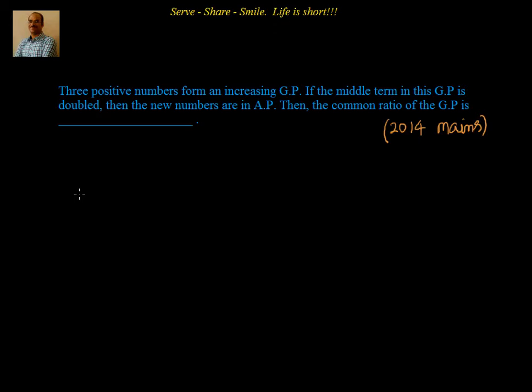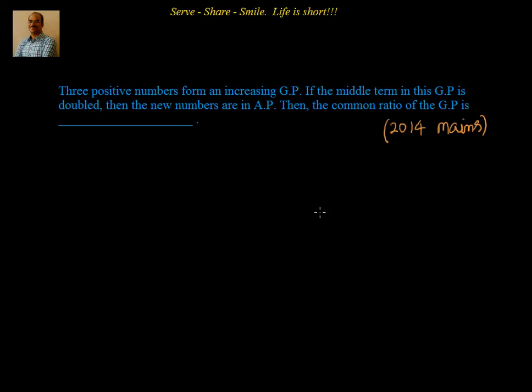Let's look at this interesting example as part of sequences and series. We have been given that three positive numbers form an increasing geometric progression. If the middle term in this GP is doubled, then the new numbers are in AP. Then what is the common ratio of the geometric progression? That's what we have to find out.